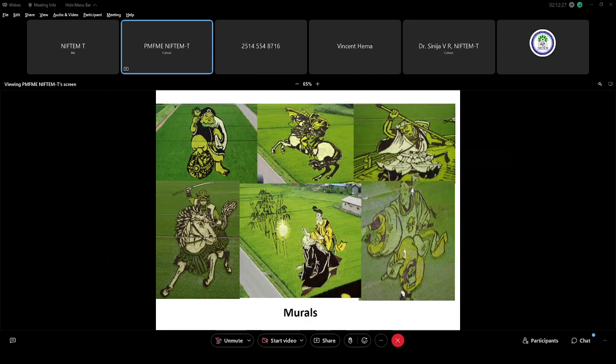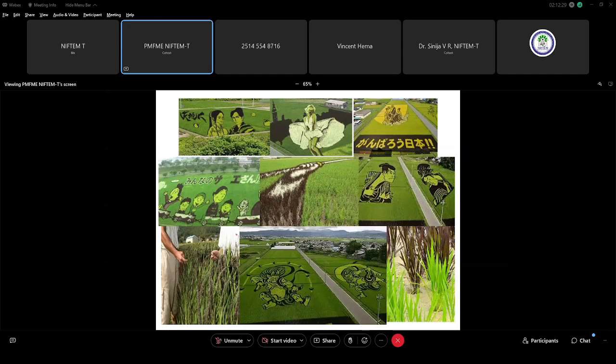And these are murals in the field using the green plants and white plants, different pigmented plants. We can prepare these murals. This will also invite a lot of foreigners to our country, generating a lot of income for us.